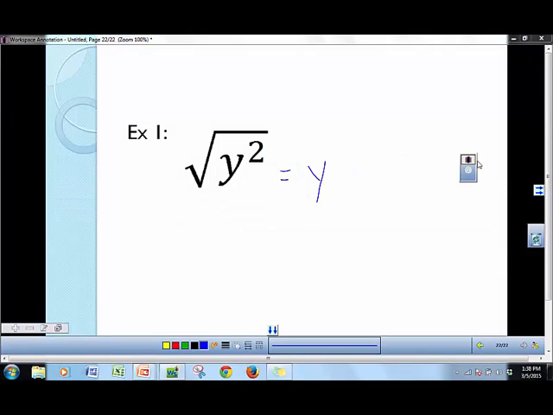We should all know that the square root of y squared is just y. The reason is y squared is equal to y times y. And the definition of a square root is what number times itself will give you that number. Keep this in mind as we go through the examples today.